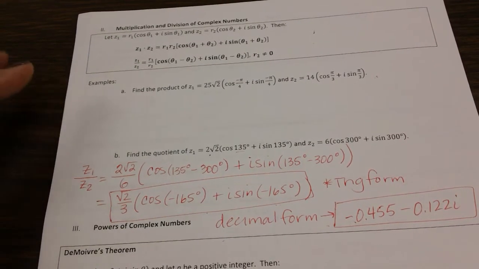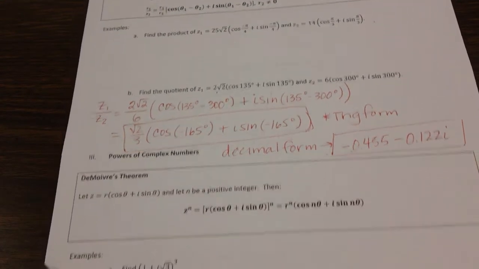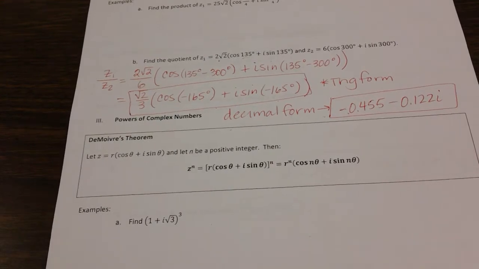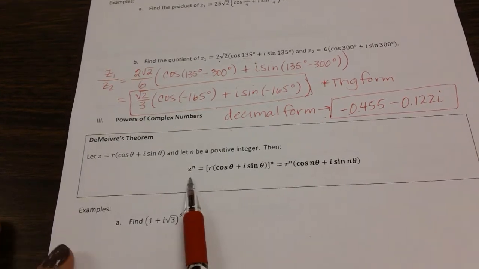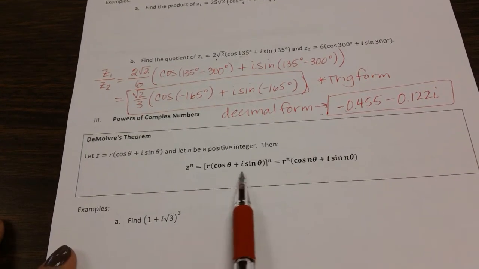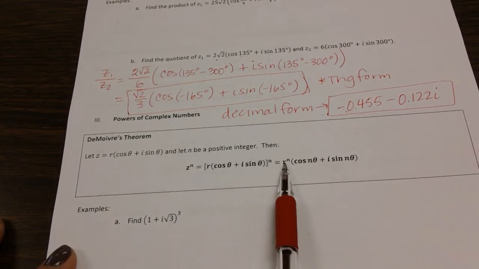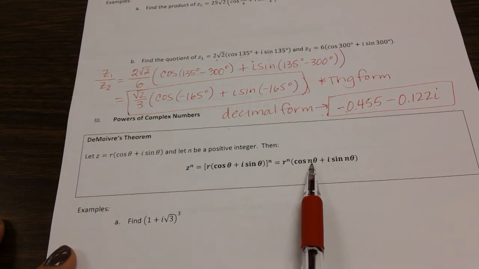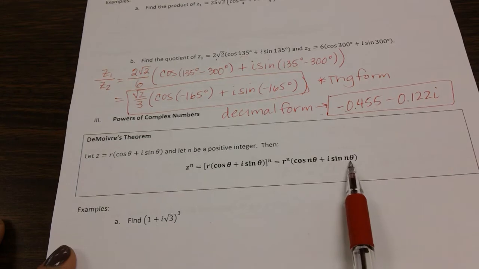Okay. The last thing that we're going to talk about here is called DeMoivre's theorem. So basically what that says is z equals r times cosine theta plus i sine theta, and n is a positive integer. So we're taking this complex number written in trig form and we're taking it to a power. When we take it to a power, this is just written as the whole base to the power of n. What we're going to do is take r to the n power times cosine of n theta, so we're multiplying the angle by n, and then i sine of n theta.